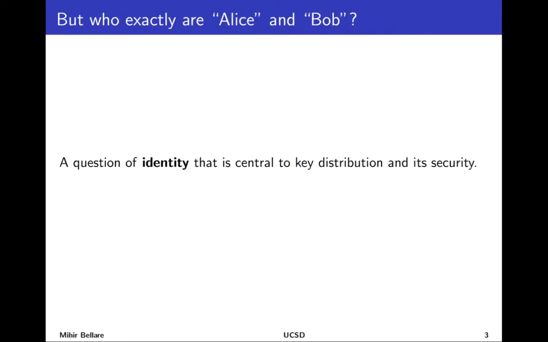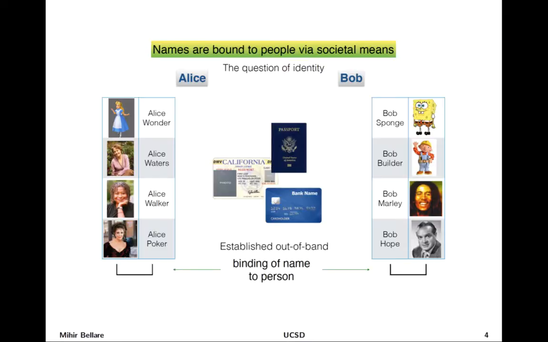So let's talk a little bit about this notion of an identity and try to understand, when we use terms like Alice and Bob, who actually are they? If we look at some kind of real world setting, we think of an identity as perhaps a name, and that name is bound to a person through some kind of societal means, such as a document. So there may be many different Alices. How does a particular Alice prove that she's the one she claims to be? By presenting, let's say, a passport or driver's license.